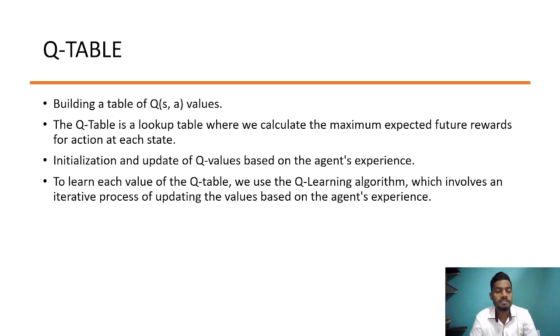Q-table. Building a table of Q(S, A) values. The Q-table is a lookup table where we can calculate the maximum expected future rewards for action at each state. Initialization and update of Q values based on the agent's experience. To learn each value of the Q-table, we use the Q-learning algorithm, which involves an iterative process of updating the values based on the agent's experience.